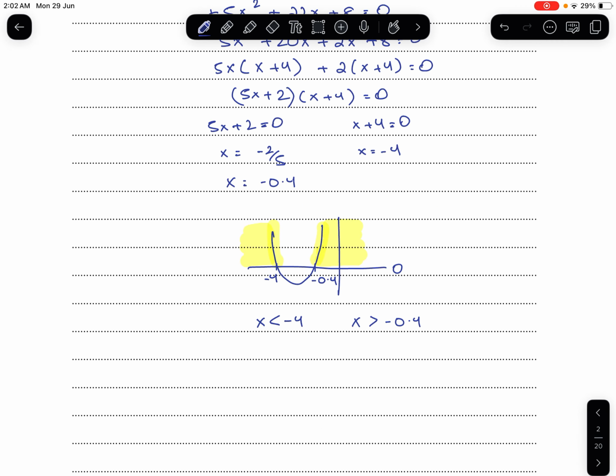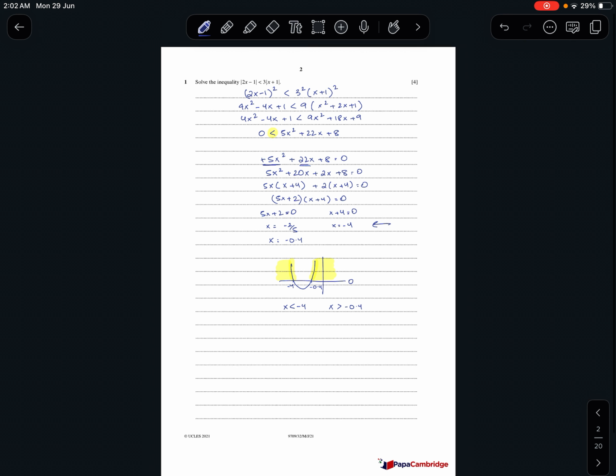So we don't just stop when we get our values for x here. We need to very carefully decide what the signs would be. So there you have it, our answers for question 1.